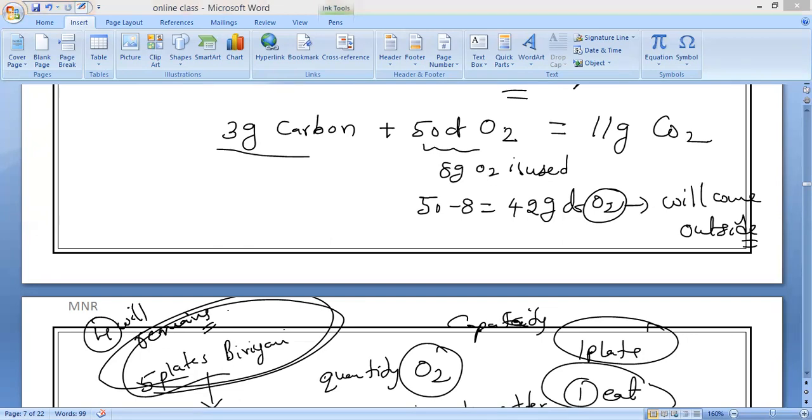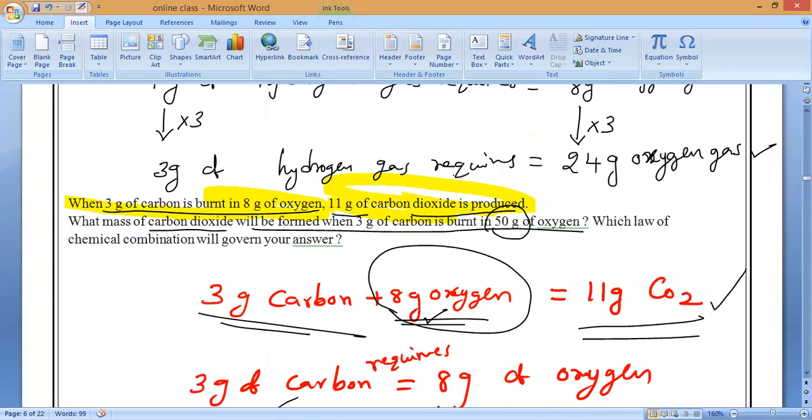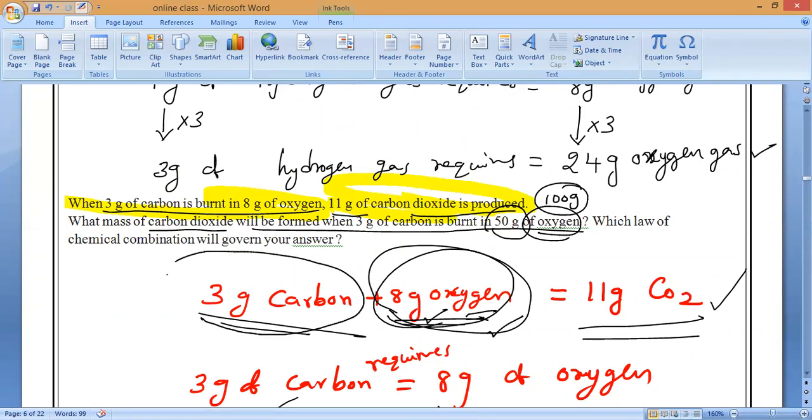All of you should remember, whatever the oxygen supply is, even if I give 100 grams, it doesn't matter. Still, how much oxygen will I utilize? Only 8 grams. Only 8 grams I will use, for how much carbon? For 3 grams of carbon. So if the carbon changes, only then the amount of oxygen also changes.